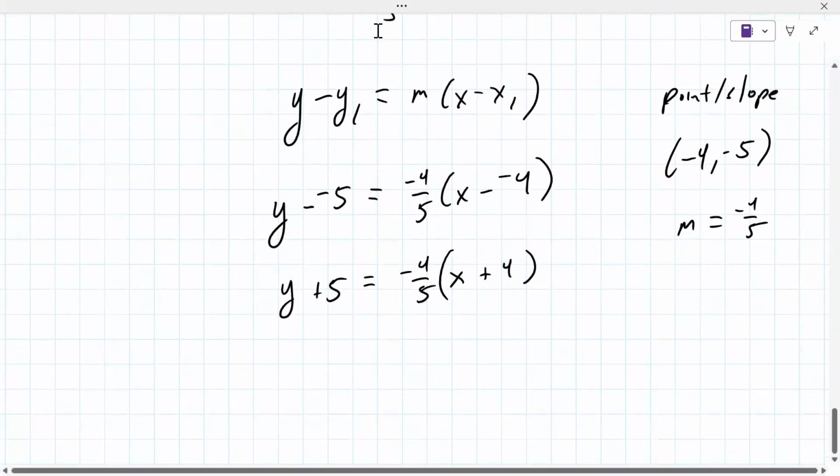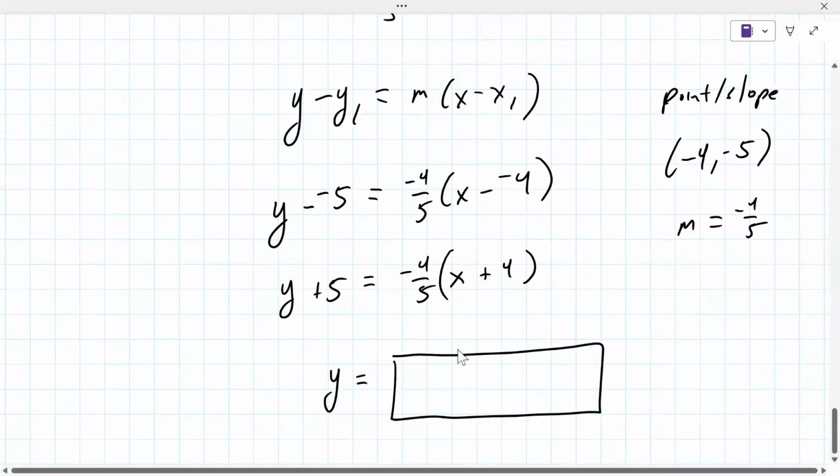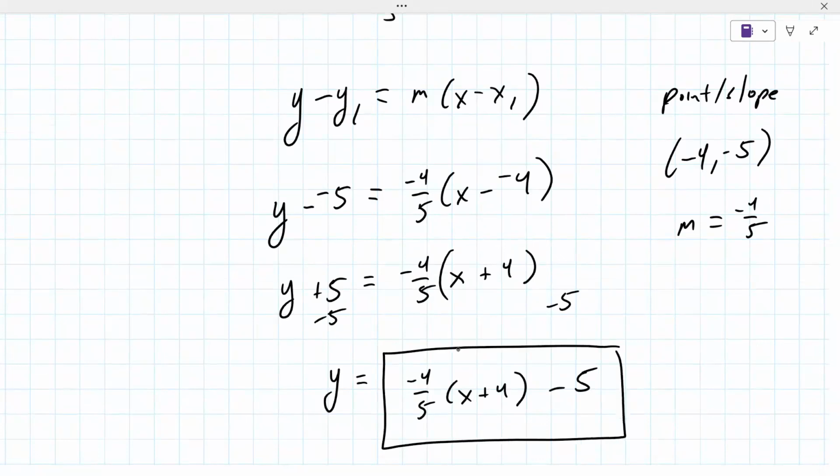Now, if you notice the way the answer is written, it's y equals and then a box. I think it'll accept if you subtract the 5 from the other side. If you just write -4/5 x plus 4 minus 5, I think it'll accept this in the box there. You don't have to distribute the -4/5 and then combine like terms. I think it'll take that as is.